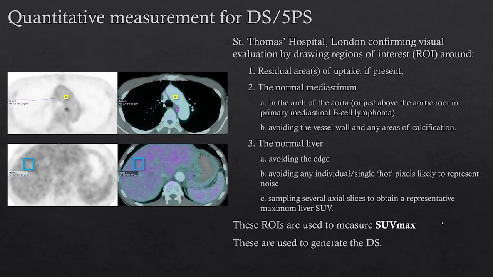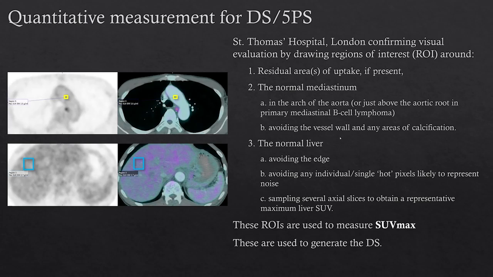As we said, the Deauville score is primarily a visual assessment. St. Thomas's Hospital in London looked at how you could do a quantitative measurement, so they used SUV max measurements. They drew areas over any residual areas of suspected lymphoma, if present. They drew areas to look for normal mediastinal uptake, in the arch of the aorta, or just above the aortic root in primary mediastinal B-cell lymphoma.